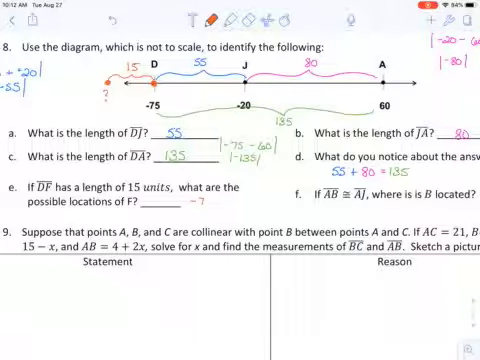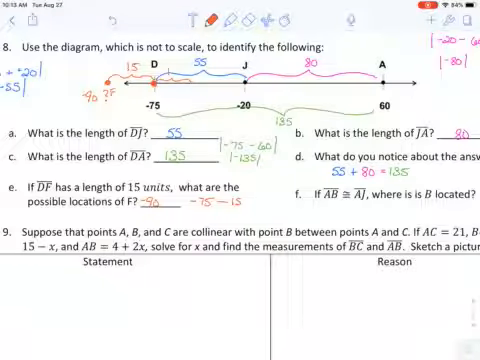Sorry, negative 75. So I'm going to take my starting point and I say I'm going to move left, so minus 15. So I could have a point at negative 90. That could be where F was, at negative 90. But it didn't say it was to the left. It could have been to the right.